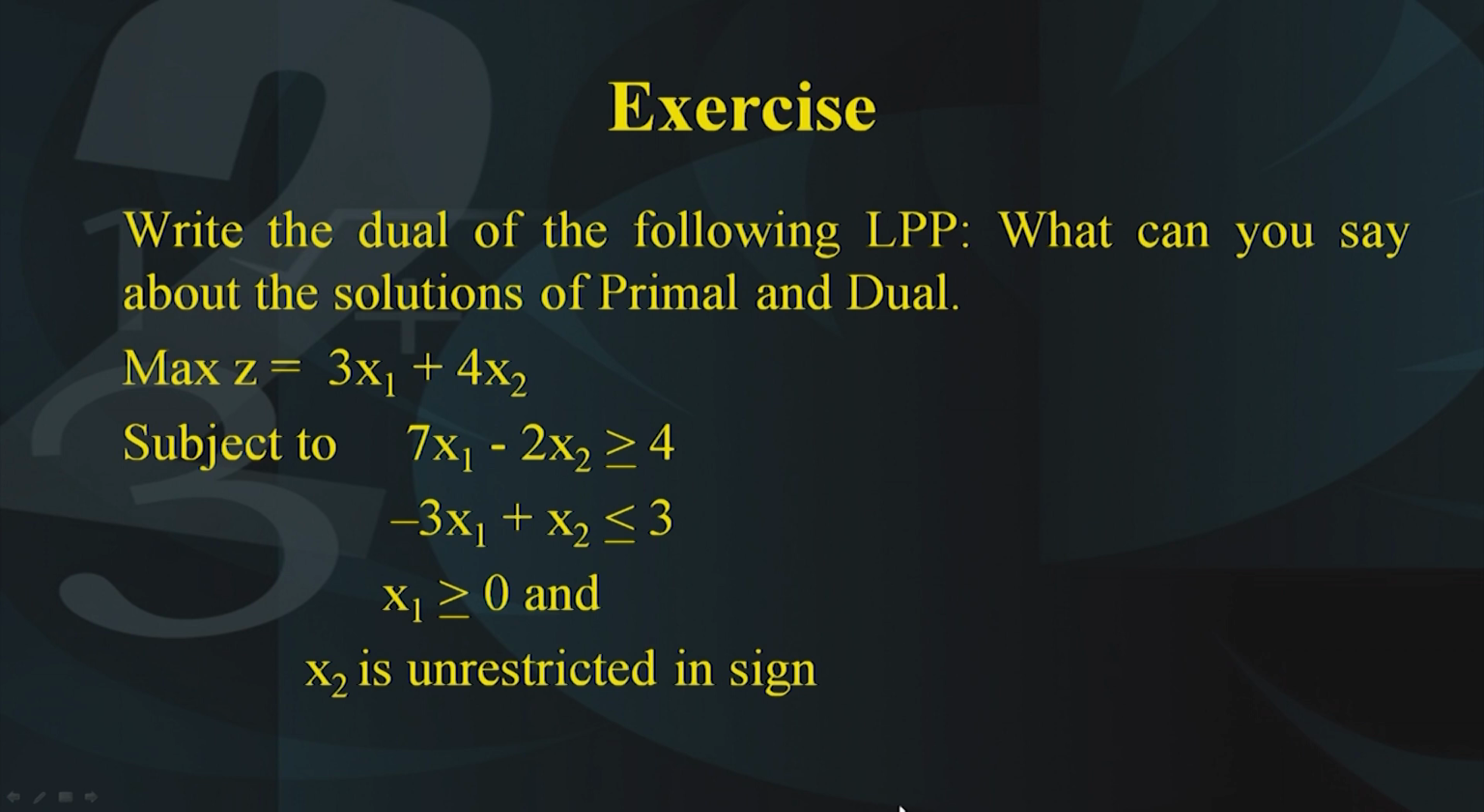So, the problem is maximization of z equal to 3x1 plus 4x2 subject to 7x1 minus 2x2 greater than or equal to 4, minus 3x1 plus x2 less than or equal to 3, and x1 greater than or equal to 0, whereas x2 is unrestricted in sign.